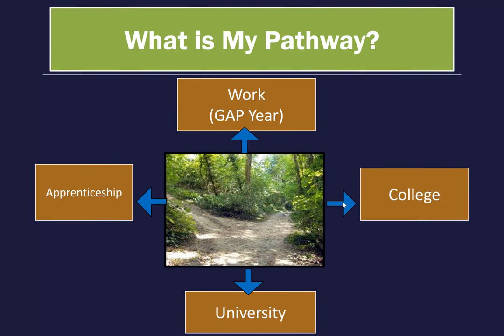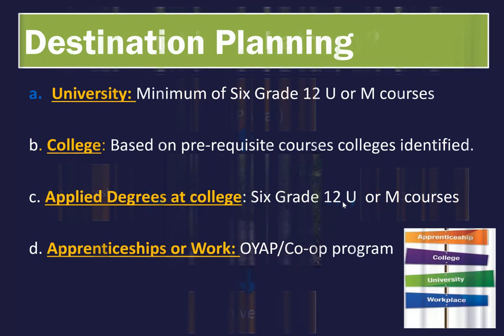So what is your pathway? Are you going to work, to college, to an apprenticeship, to university after grade 12? So you know what you need. If you plan on going to university, you need a minimum of 6 grade 12 U or M courses, and English is mandatory for every program. Okay? Other programs will have different requirements. A science program will ask you for biology, chemistry, possibly physics, functions, possibly calculus at the grade 12 level. Where a social science program will just ask you for English plus 5 other grade 12 U or M courses.